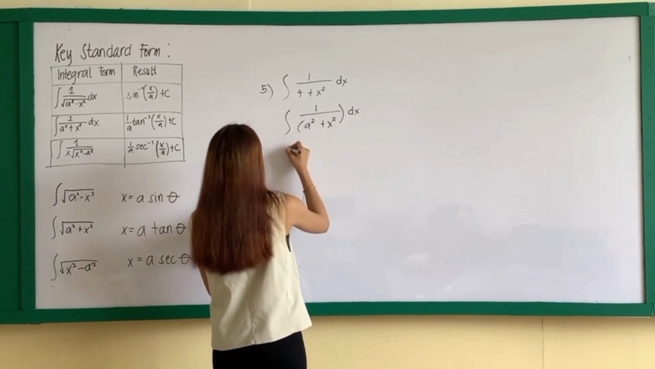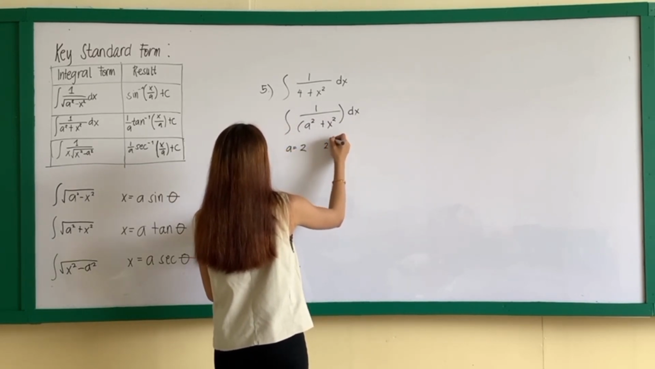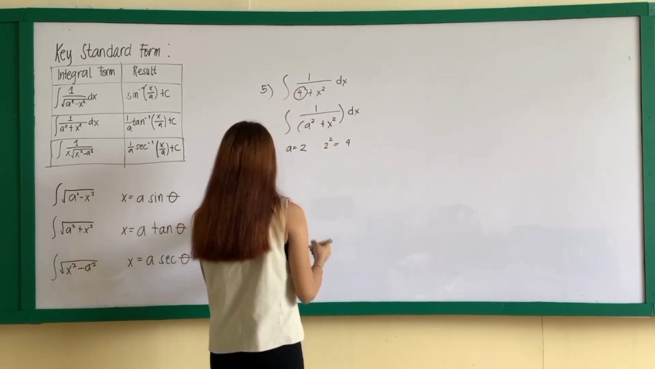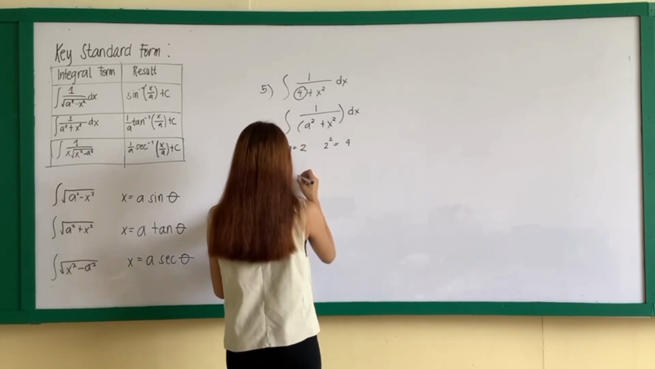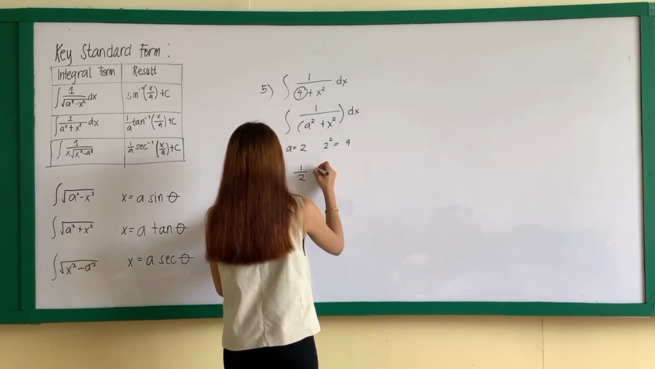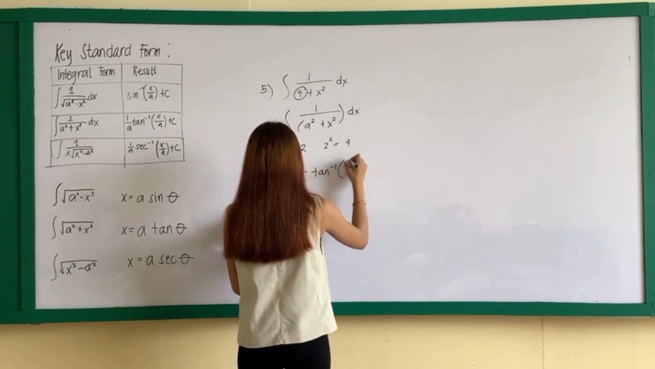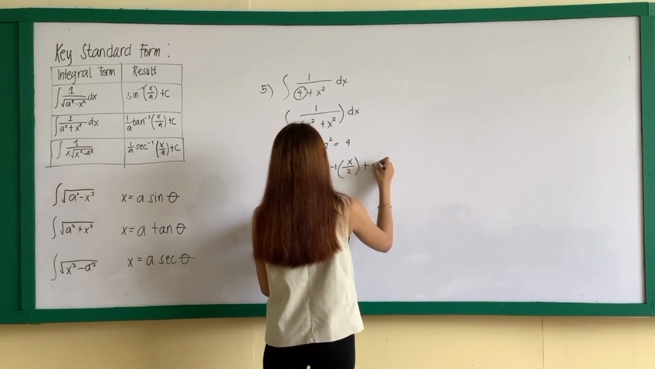a is equal to 2 because 2 squared is 4. And our final answer is 1/2 arctan x over 2 plus c.